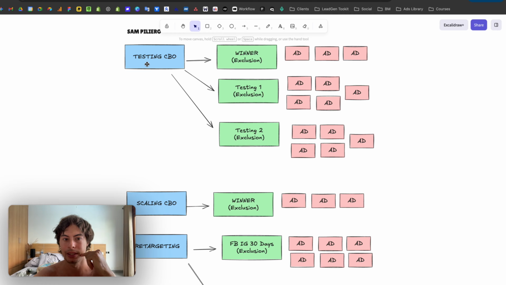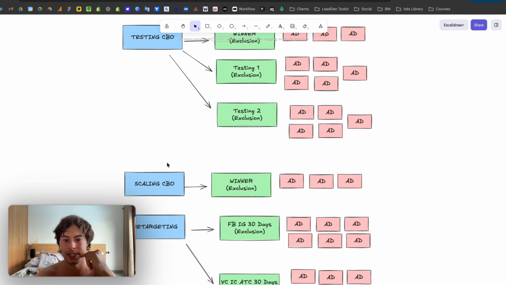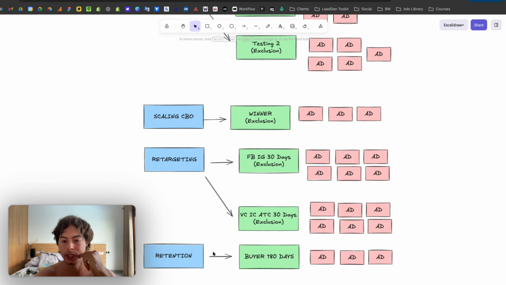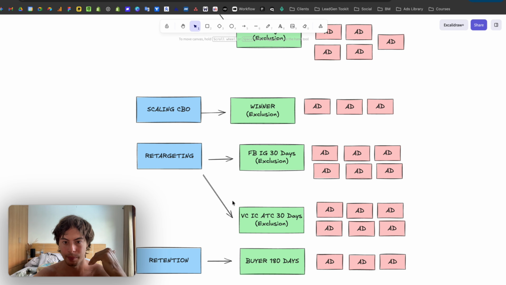He has a main testing campaign, a scaling campaign, a retargeting campaign, and a retention campaign, right? So these resemble a lot what we used to have back in the day with top of the funnel, middle of the funnel, and buyers, which is retention, right? It's bringing back that structure.